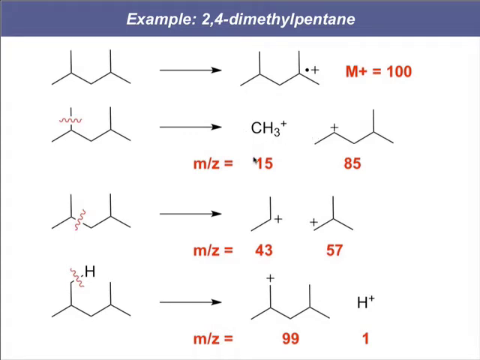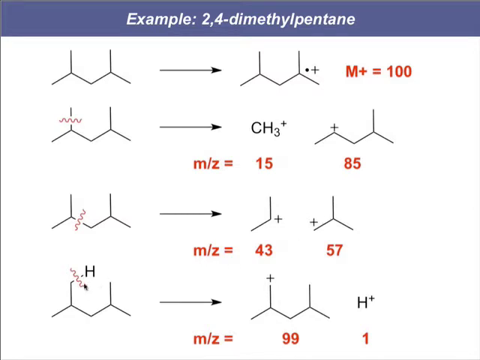The methyl weighs 15. That's 12 for a carbon plus 3 hydrogens, which weigh 1. And this guy weighs 85. If you count up 1, 2, 3, 4, 5, 6 carbons plus all the hydrogens, this would be 85. So we'd expect to see a 15 and an 85 from this fragmentation site. We could also fragment here, which would give us a fragment of 43 from this piece on the left, the isopropyl fragment, and a piece of 57, this isobutyl fragment.